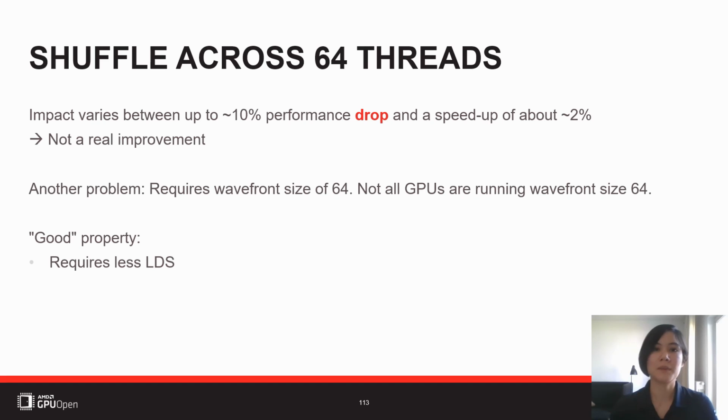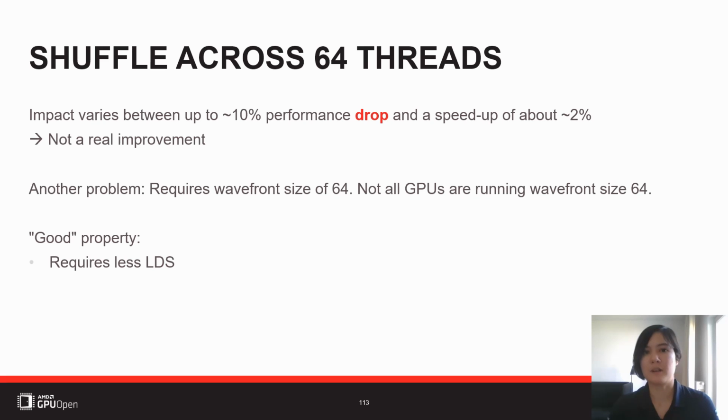Then we still have the previously stated problem that it assumes a wavefront of size 64. Not all GPUs are running a wavefront size of 64. Even on RDNA, if we are on DX12, we don't know if it's a wavefront of size 64. It could also be a wavefront of size 32. So this is not really practical. Performance is not better. We can only use it in limited cases, and the only really good property of this technique is that it's just using a small amount of LDS, I think just 4x4, so almost nothing, but that's the only good property and it's not really worth it.